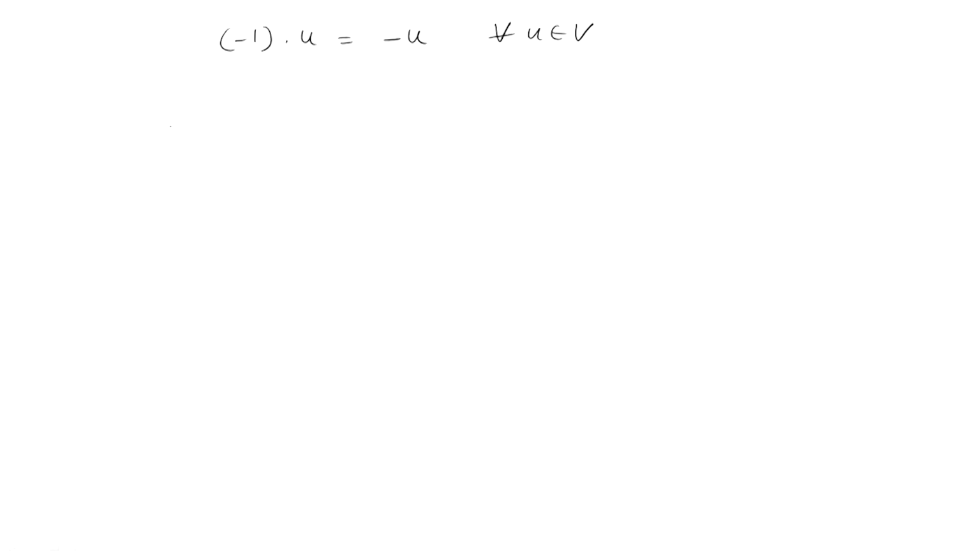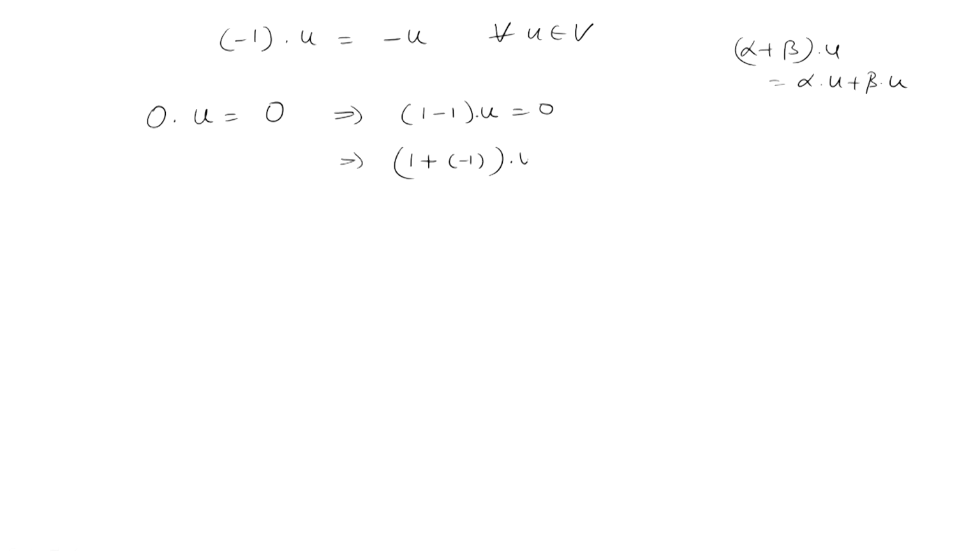So, let us write 0 dot u is 0, this we have proved in the second part. Now, this 0 can be written as 1 minus 1. Because we know that alpha plus beta dot u is alpha dot u plus beta dot u, because it is a vector space, this can be written as 1 plus minus 1 dot u equals 0, with alpha and beta. So, it is alpha dot u plus beta dot u equals 0.